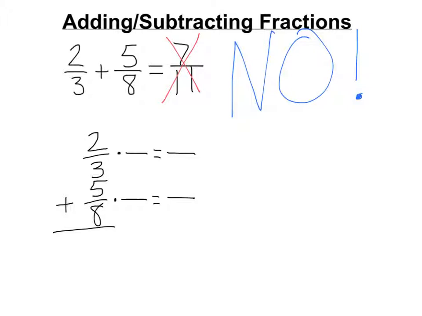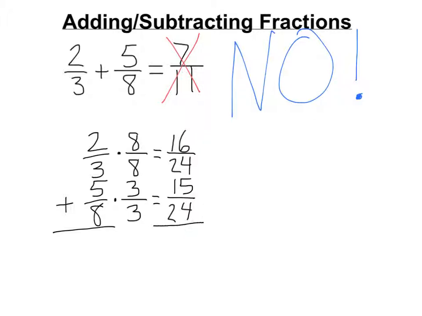Well, using multiplication, 8 and 3, if I multiply 3 times something and 8 times something, I can turn them both into 24. And that'll be 3 times 8. So this form of 1 must be 8 over 8. Finish off the multiplication. 2 times 8 is 16. On the bottom there, 8 times 3 is 24. So this form of 1 must be 3 over 3. Finish off the multiplication. 5 times 3 gives me 15.